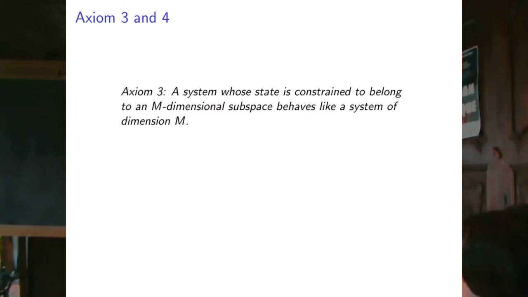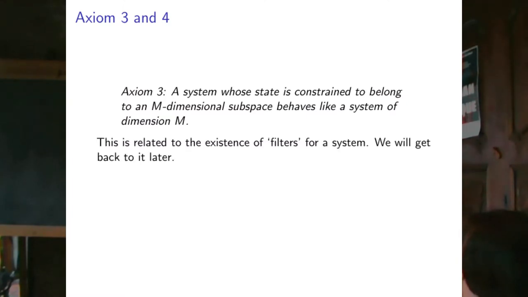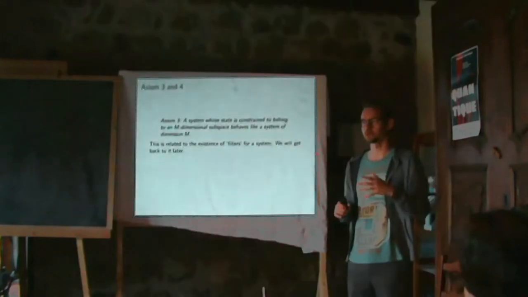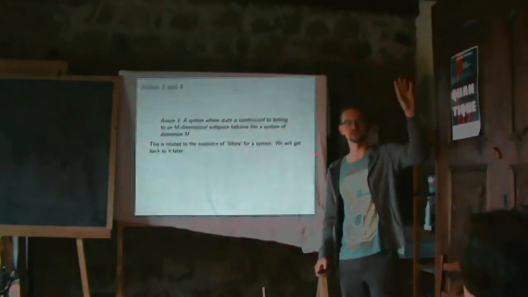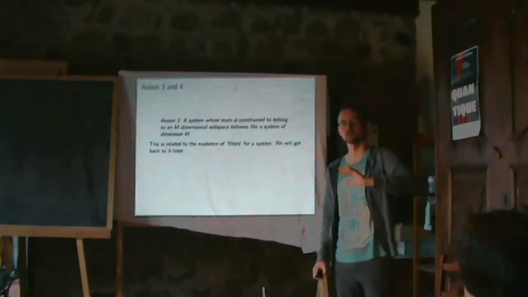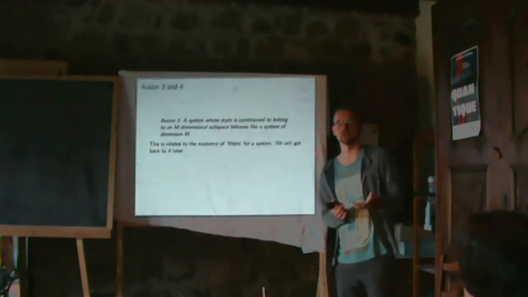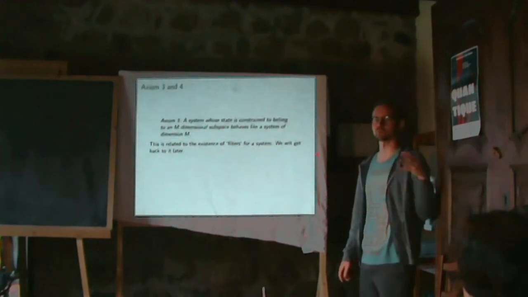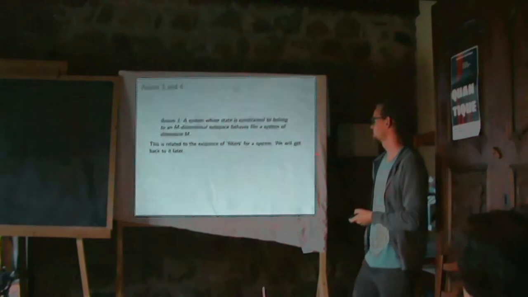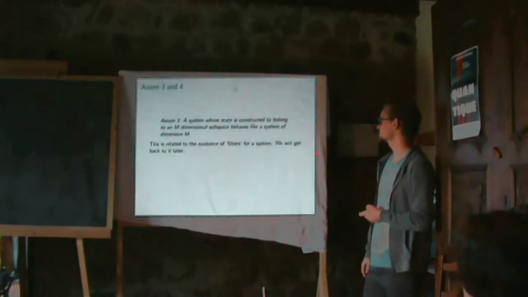So axiom 3, again, I'm not going to say much about it, just that this is what I call a filter type system, because it allows you to filter a larger system to a smaller system. In terms of the proof, it allows you to reduce questions about high dimensional systems to questions about low dimensional systems, and that makes your life a whole lot easier. So many reconstructions have a thing that does this, where you can filter through a smaller system. Again, it should be clearer in the next reconstruction.